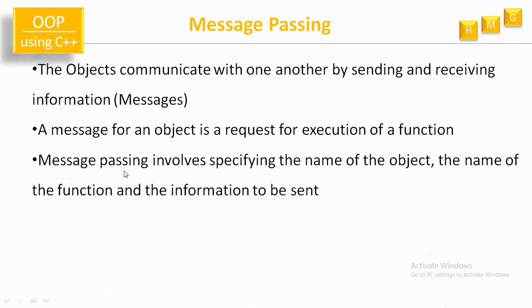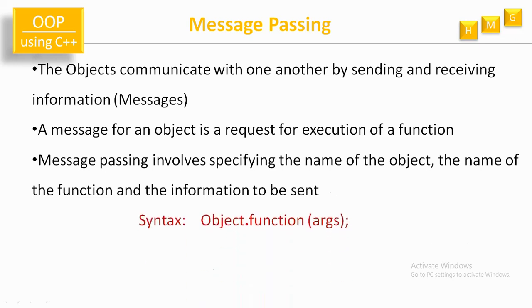Message passing involves specifying the name of the object, the name of the function, and the information to be sent. So whenever message passing happens, there are three parts in a sequence. We require the object, that is, which object wants to communicate, then the name of the function, that is, with the help of which function the object wants to communicate, and what type of information will be sent along with the function to perform the operation. So these are the three things required for message passing.